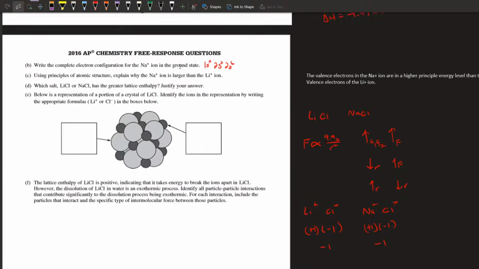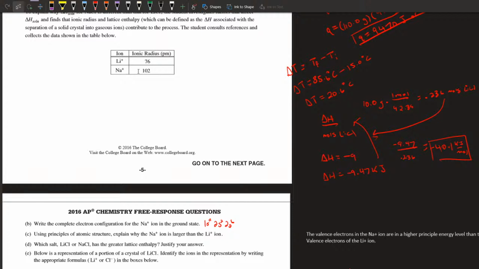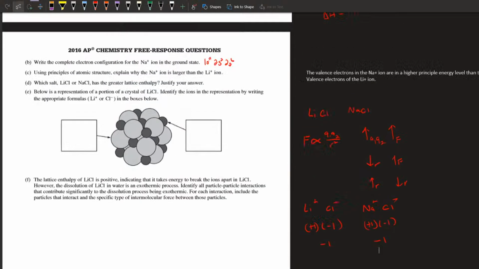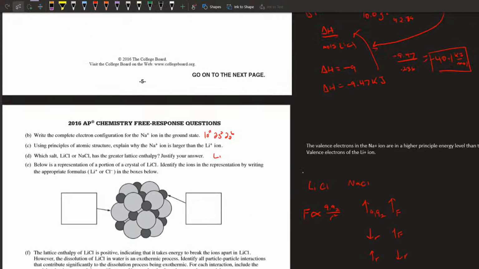And as we said earlier, the Li plus ion has a smaller radius than the Na plus ion, meaning that LiCl is going to have a greater lattice energy. And we could talk about Coulombic attractions for the justification, and the difference in radii.